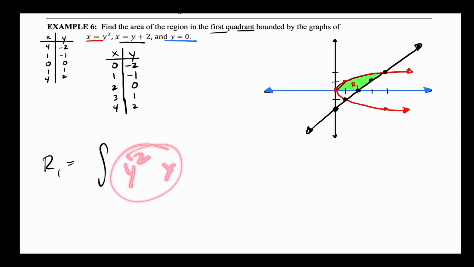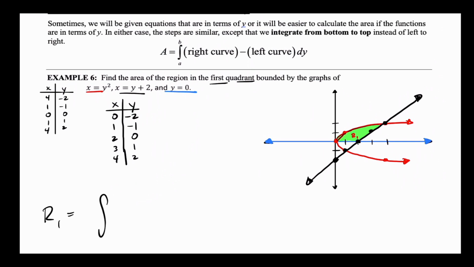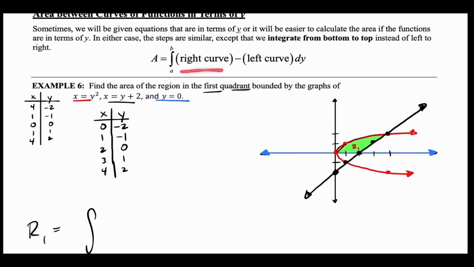Okay? So black is y plus 2, minus red, which is y squared, dy.